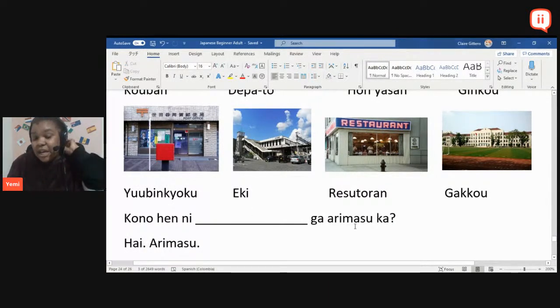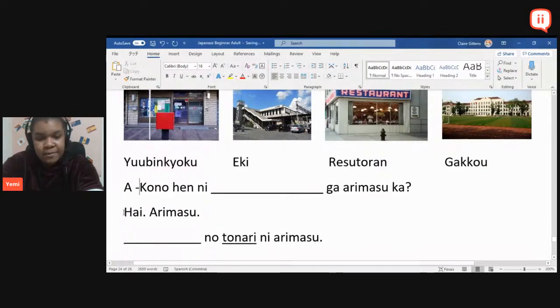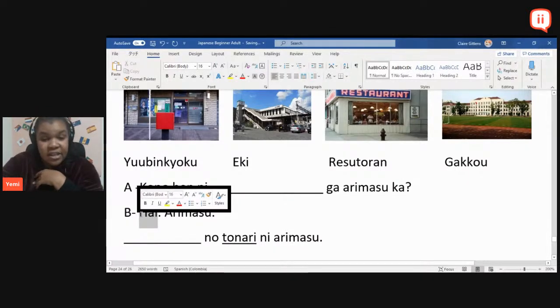Kono hen ni, yūbin kyoku ga arimasu ka? So this is, is there a post office in this area? Okay, let's make it so we can see A and B. Hai, arimasu. So yes, yes, there is, okay?